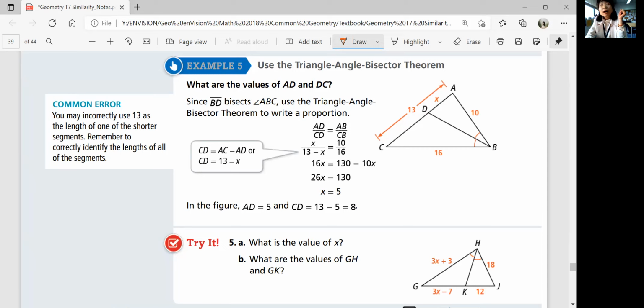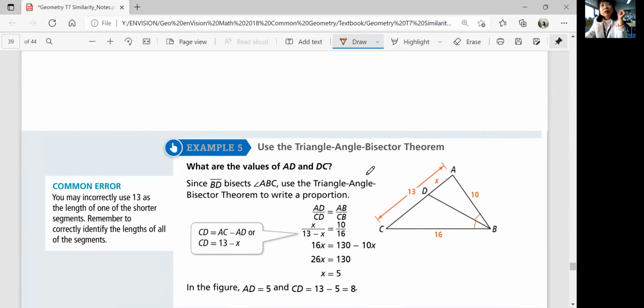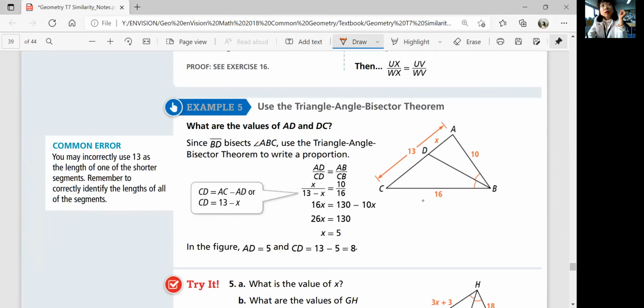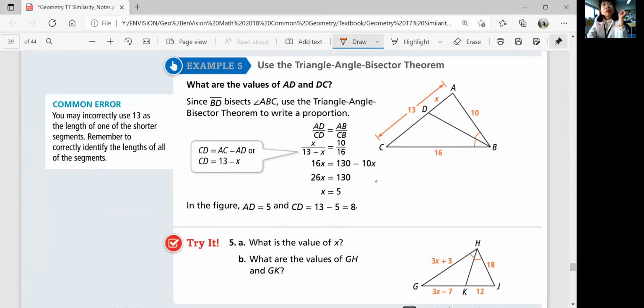Remember in example 5, we know that DB is a bisector. So by using the triangle angle bisector theorem, this over this is equal to this over that. So you can see x and 13 minus x. These triangles are going to be proportional. So x over 13 minus x is equal to 10 over 16.